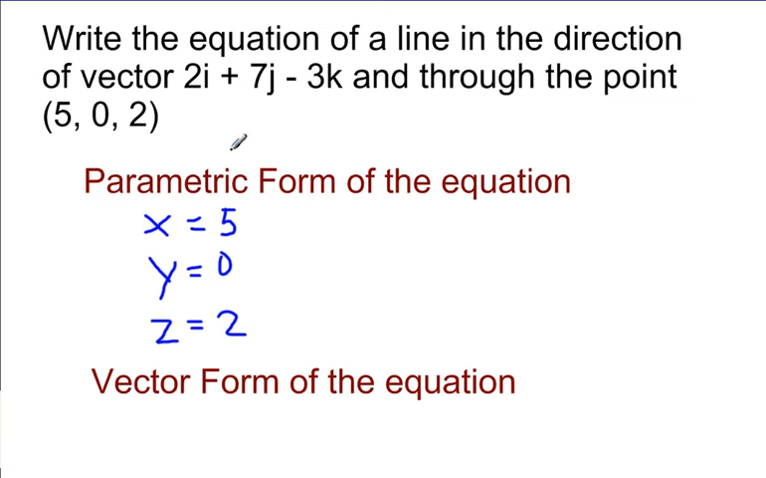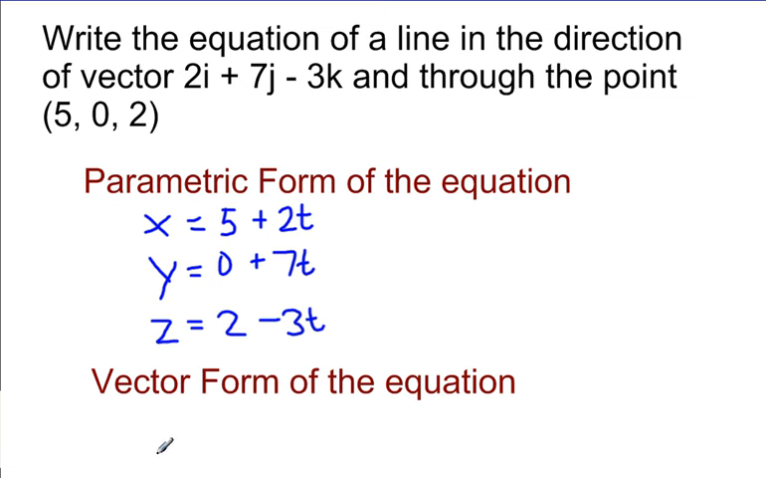And then we're going to use the direction vector to determine how it moves for each step of t. So in the x direction, we move 2 steps for each value of t. In the y direction, we move 7 for each value of t. And in the z direction, we're going to have minus 3t. And we have just written our parametric equation in three space.